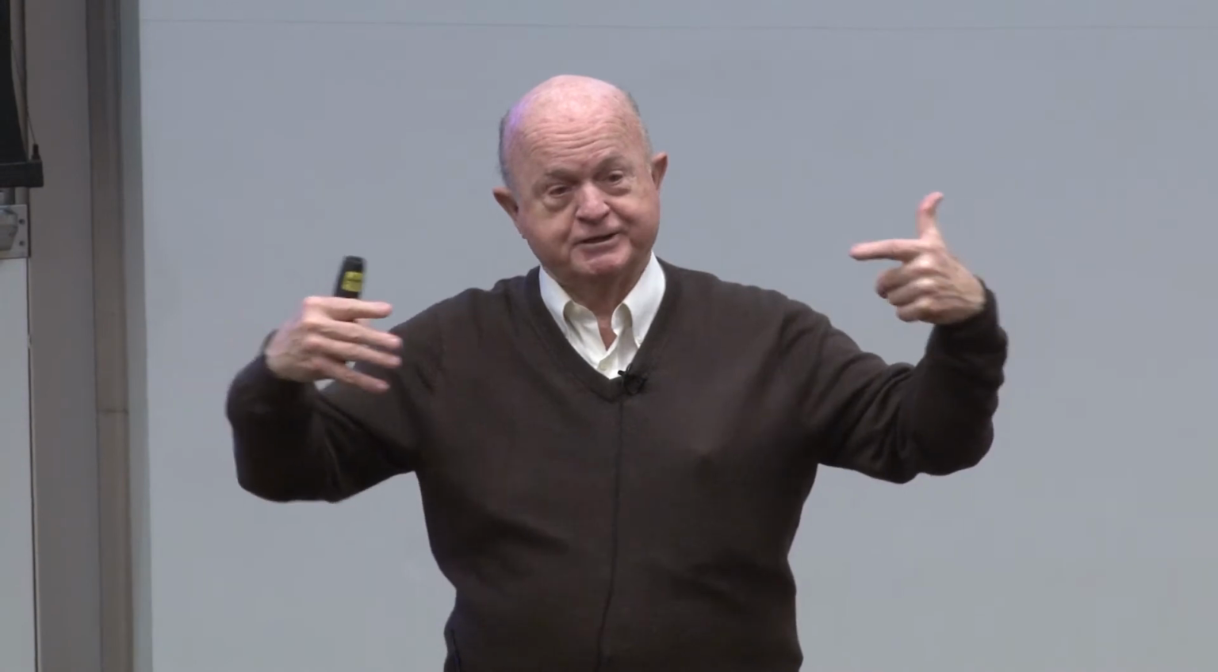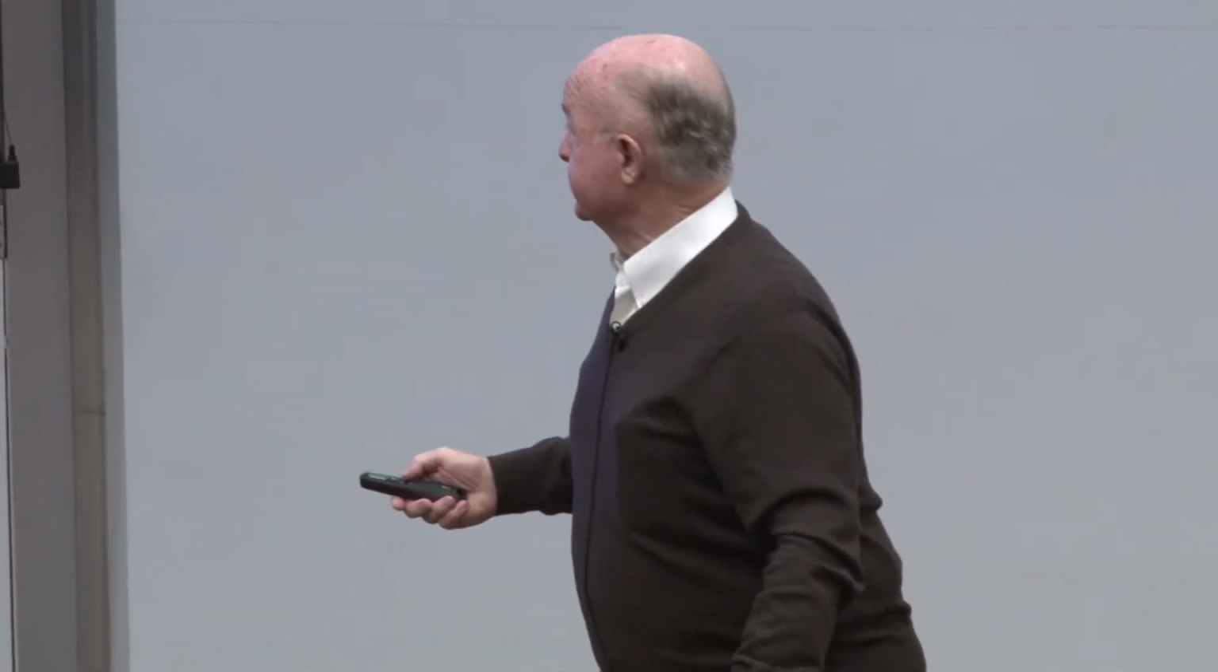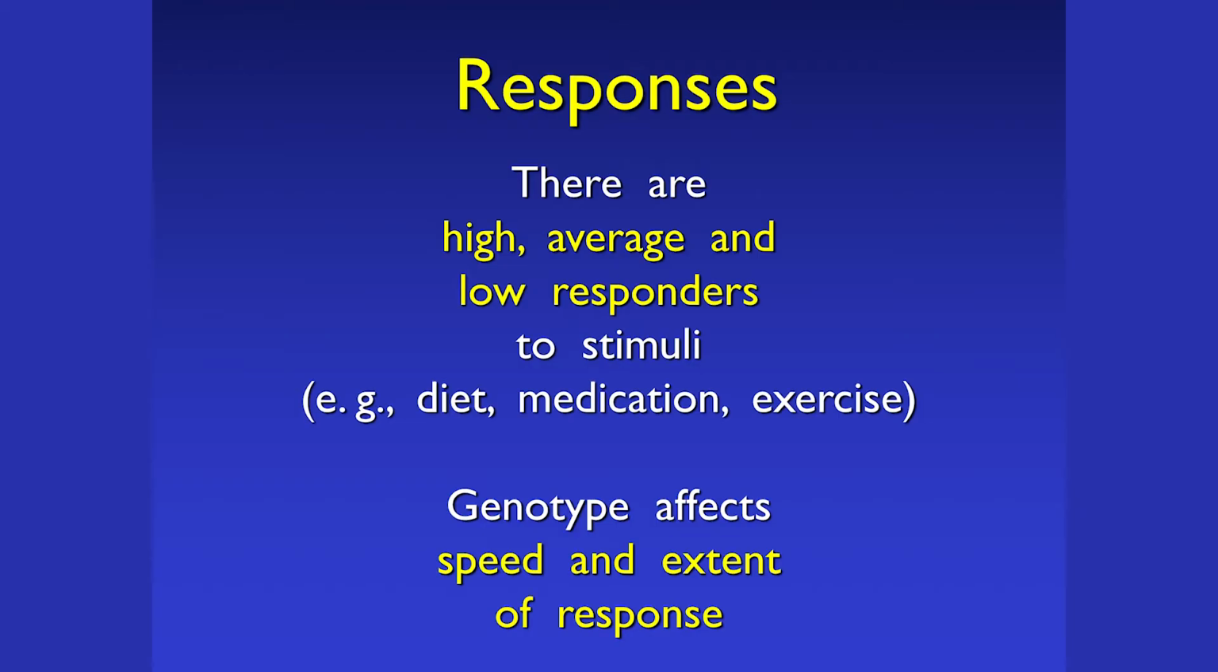How you are right now is, if I measure you, what's your height, what's your weight, what's your blood pressure, these things. I'm looking at those phenotypes. Then I give you a program, either exercise or medication or diet, to change something, and then I see how you respond. And genetics will affect both of those things, because we have found through research that there are high, average, and low responders. Now, you all know, we talk about it in terms of diet, medication, and exercise.